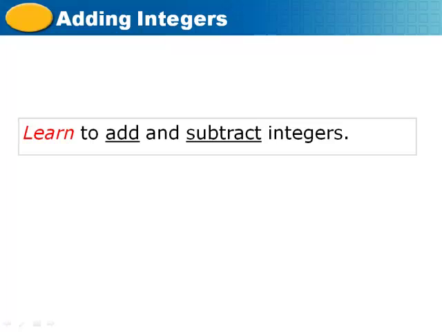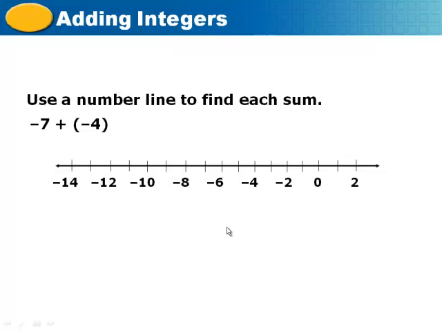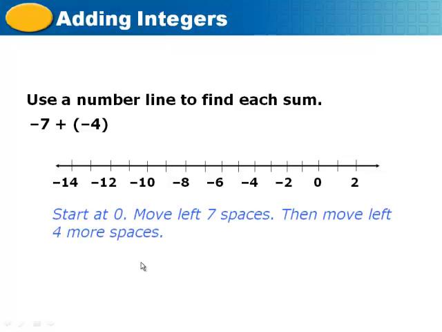In this lesson, we're going to learn how to add and subtract integers. In our first example, we're going to use a number line to find the sum of -7 plus -4. So the first thing we're going to do is draw a number line.